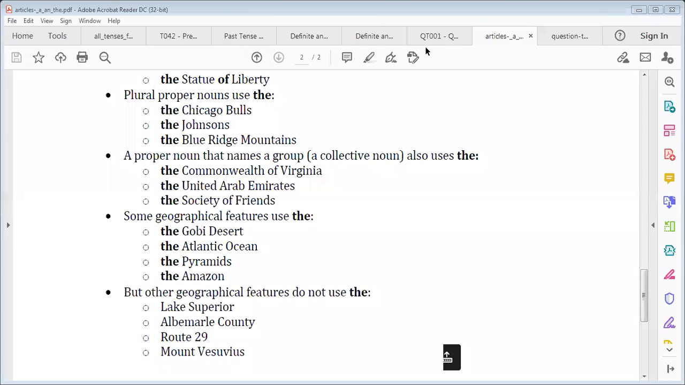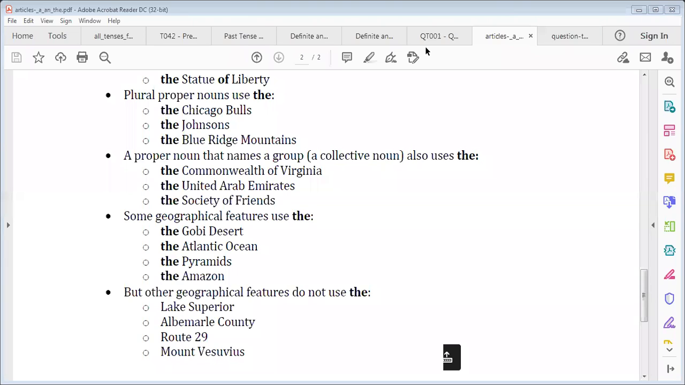Because it's a rule. If you have the word Republic or United in the name of the country, then the article the is used. If you have just a single word like Japan, Korea, China, India, then we don't use the. But if you're going to say the Republic of India, the Republic of China, then we will use the. Or the United States of America, the United Kingdom, like that. Okay.